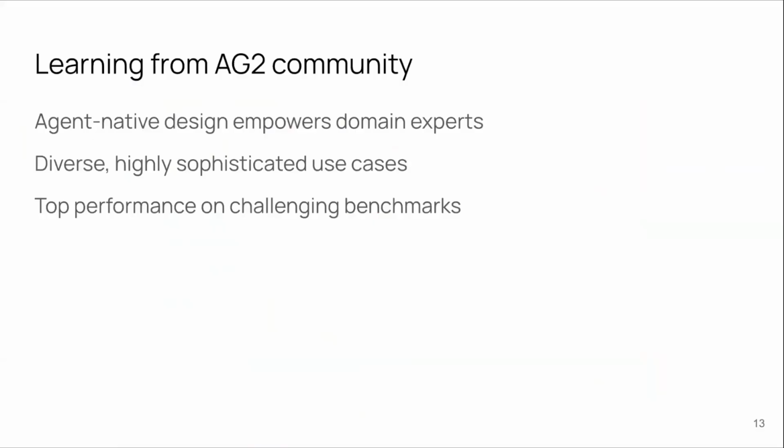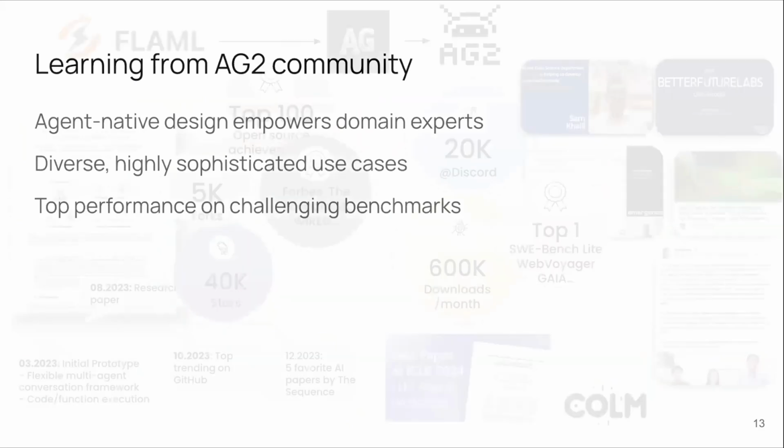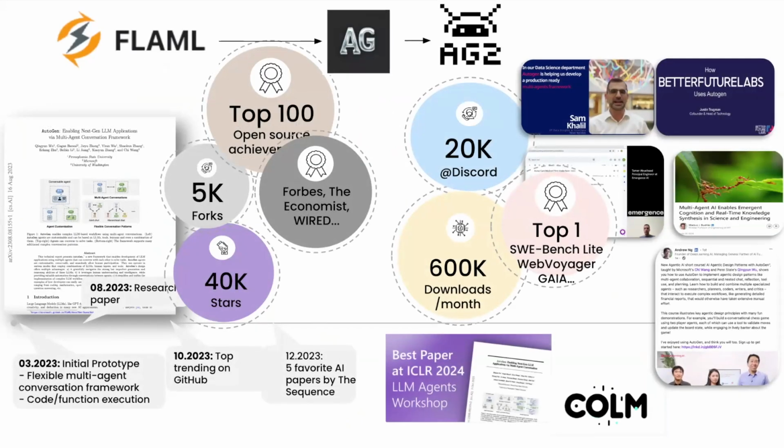And a lot of interesting use cases we found from the community and learned really interesting lessons, just like the one I showed you earlier. On the high level, we found that the agent native design from AutoGen and AG2 empowers domain experts to explore this large design space nicely, so enable them to build very diverse and highly sophisticated use cases and even achieve top performance on very challenging benchmarks. So in the next part, I want to share some of them.